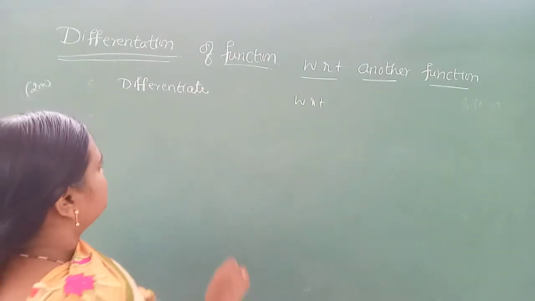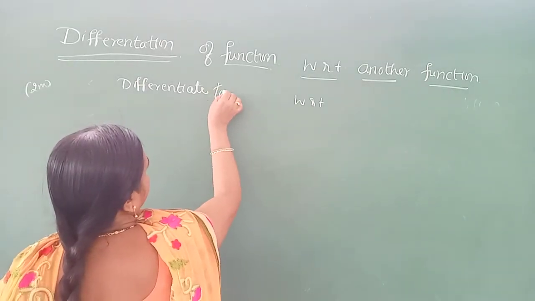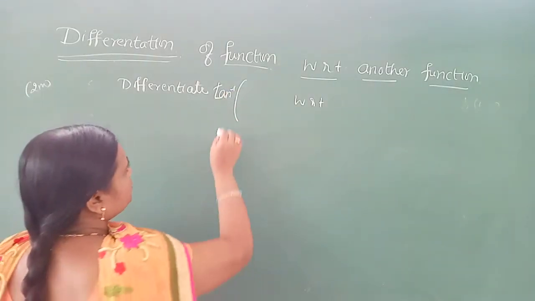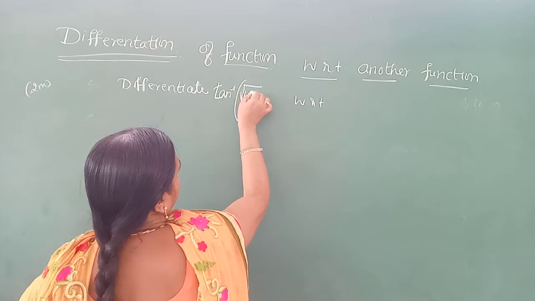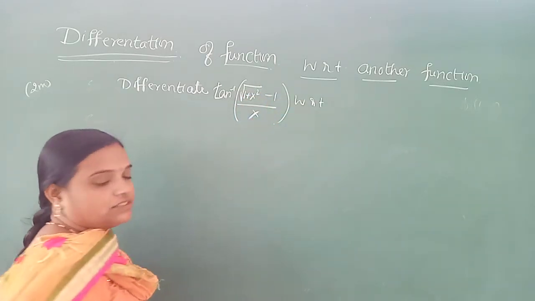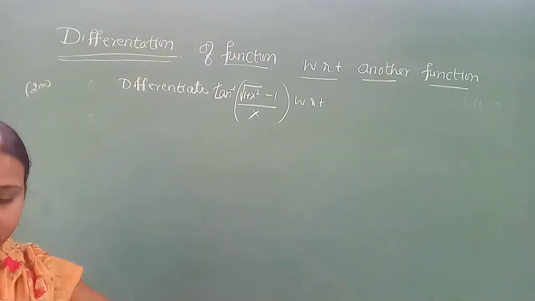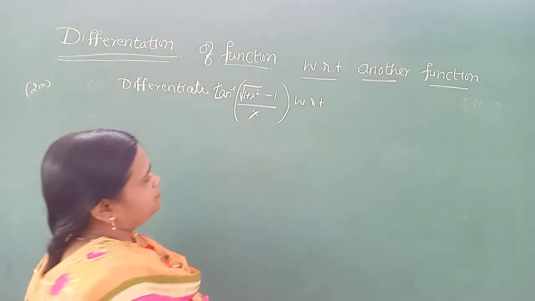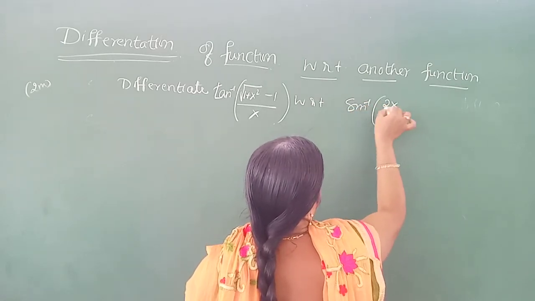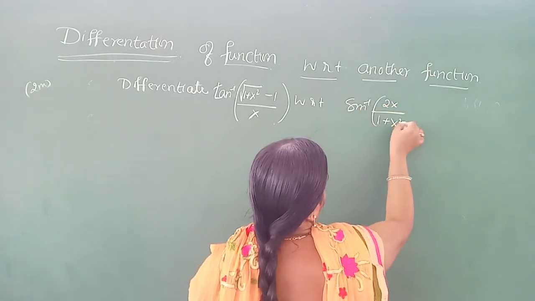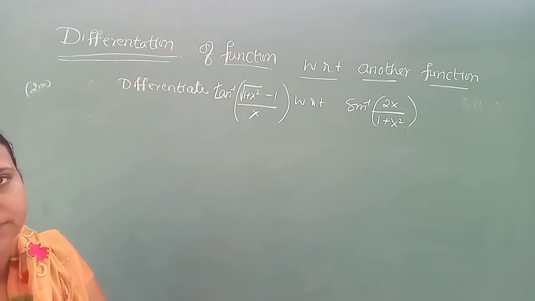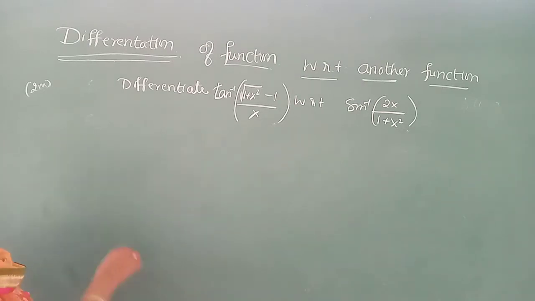Next example is: differentiate tan inverse root of 1 plus x square minus 1 by x with respect to sin inverse 2x by 1 plus x square. Okay. Solution.